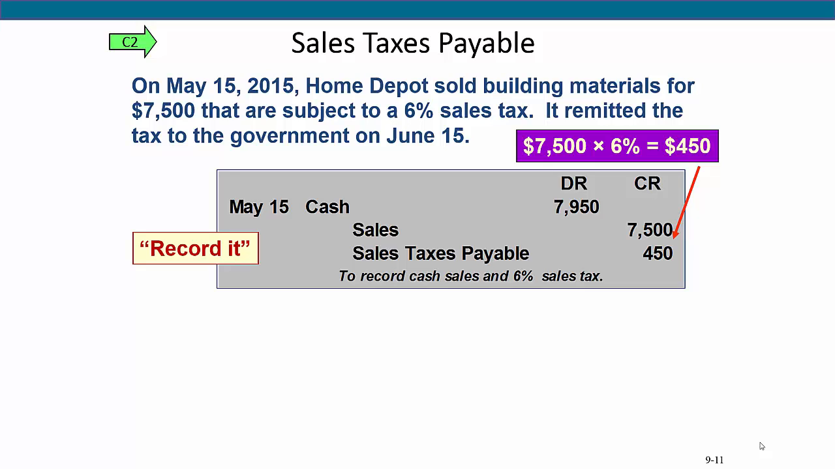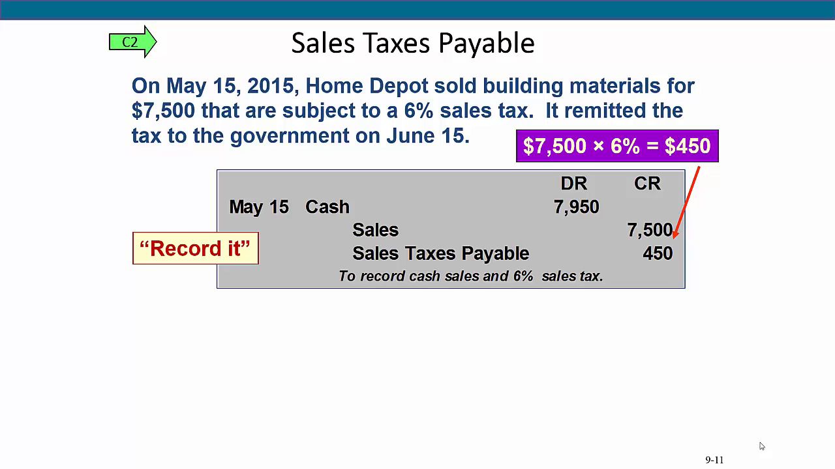We begin with a debit to the cash account for $7,950, the amount of the sale and the tax collected. We credit the sales account for $7,500 and credit the current liability account, sales taxes payable, for $450. The sales tax collected and owed is 6% of the total sale of $7,500.